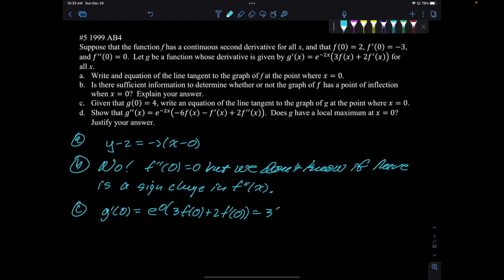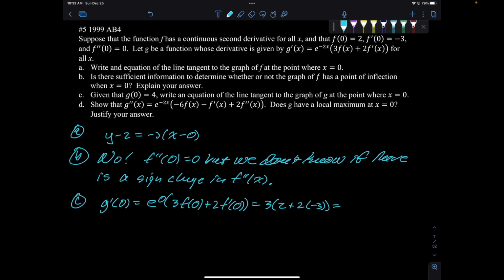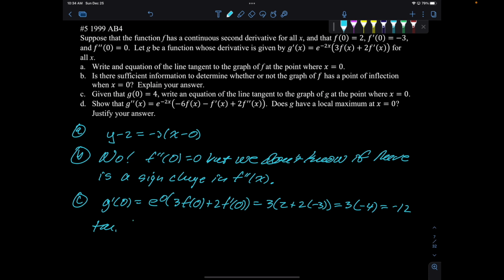3f of 0 you can see is 2. Plus 2f prime of 0 is -3. So that's whatever that is. 3 times -4, so -12. And so our tangent line is, we know g of 0 is 4, so it's going to be y minus 4 is the slope we got, x minus 0. Again, not really related, but whatever.